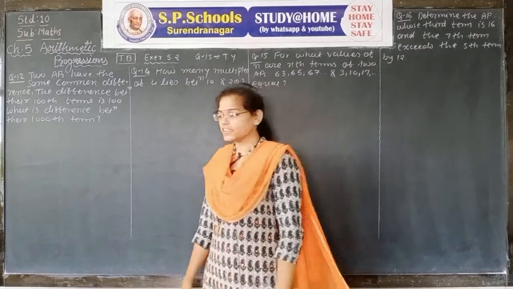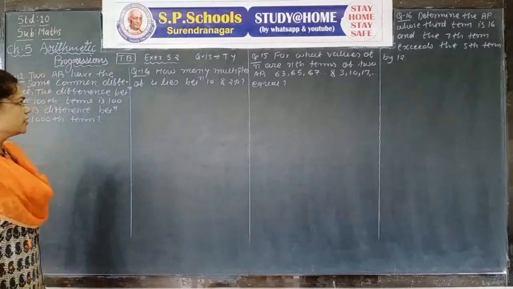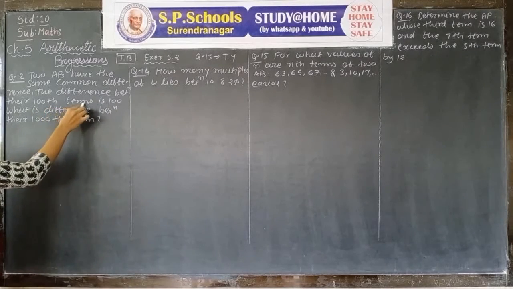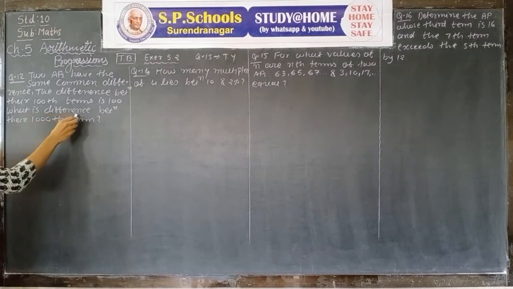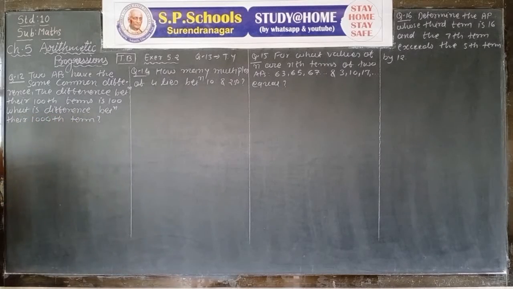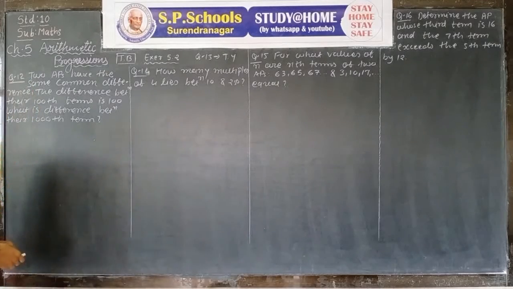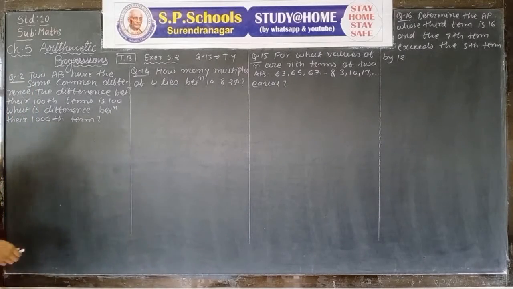Students, let's see the next question, 12th number from exercise 5.2. Two APs have the same common difference. The difference between their 100th term is 100. What is the difference between their 1000th term? Two APs are given. Two APs have the same common difference, but the first terms are not the same.